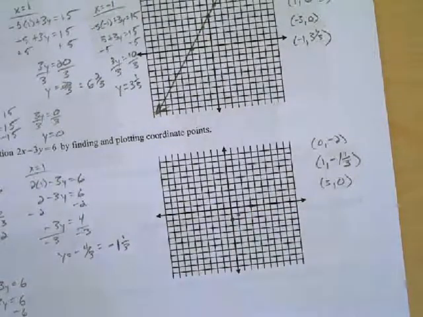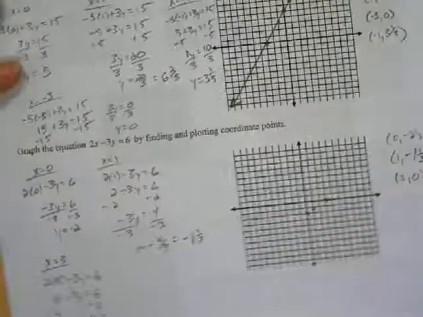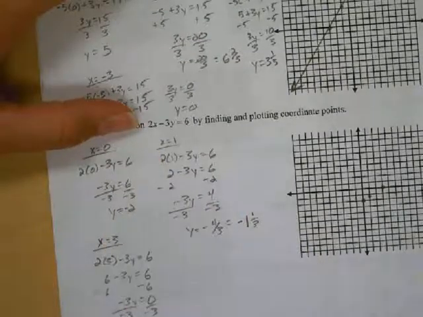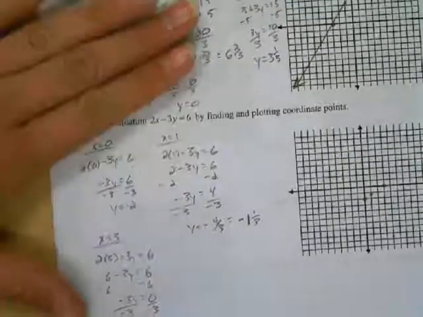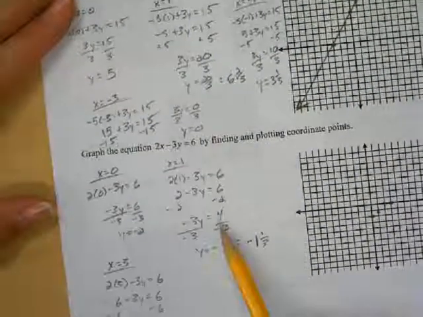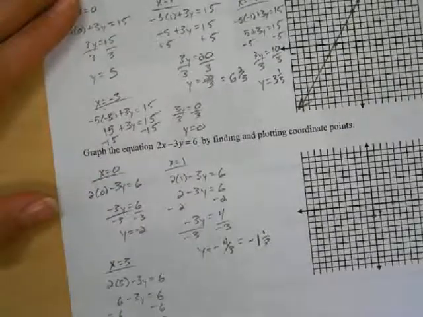I'm going to do one more just for the fun of it. Also, for those of you thinking, can I just put it in slope-intercept form and draw it and then write down points? That's not going to work. You have to show this work. You have to show this work on your homework. You have to show that work on your test.